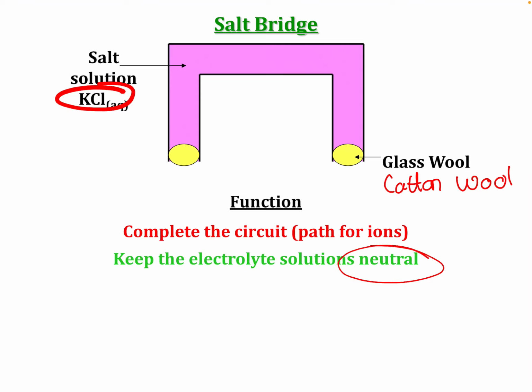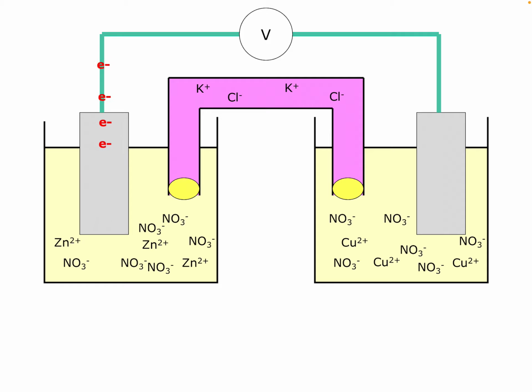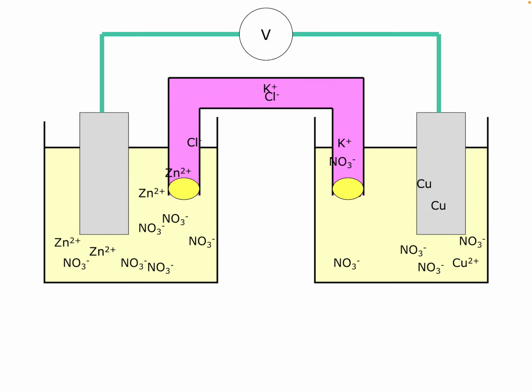nothing's going to happen. So this is what happens. The electrons go from the anode to the cathode, and then we get a movement of charges. So this is the anode.